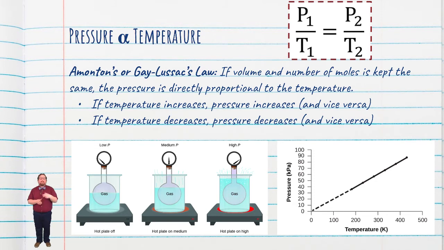So what does directly proportional mean? Well, if one goes up, the other one goes up as well. If one goes down, the other goes down. What does that look like experimentally?